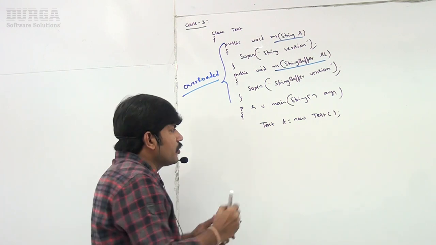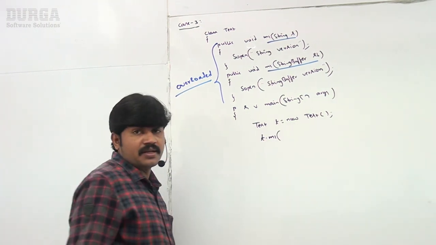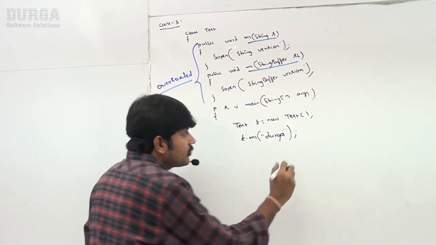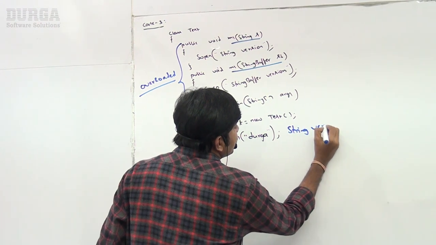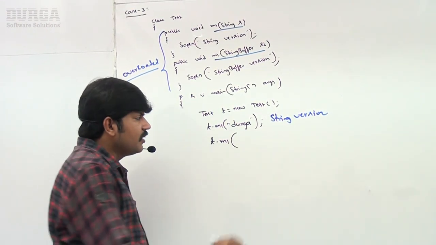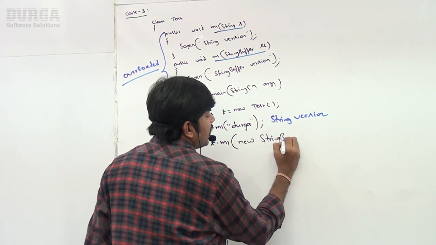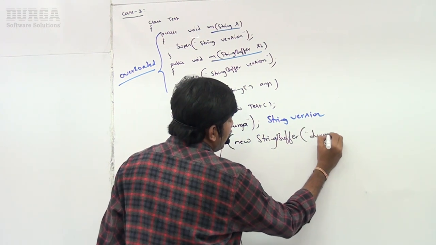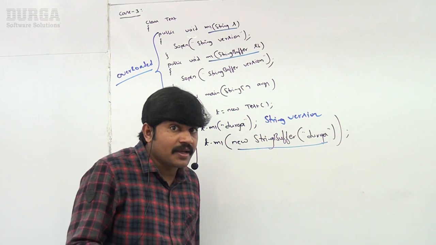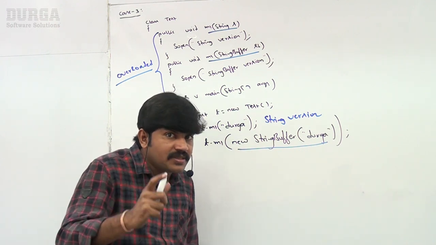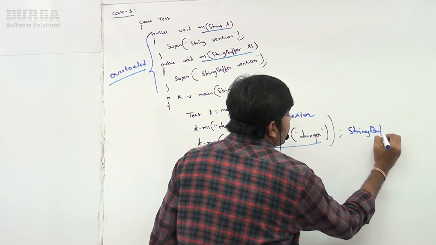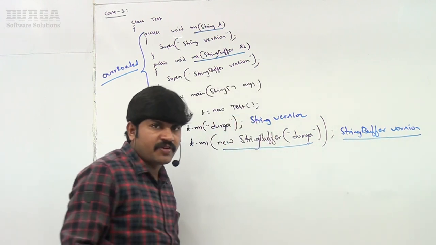Test t = new Test(); t.m1("Durga"). By default, what type is "Durga"? String type. That's why the String version gets the chance. Now t.m1(new StringBuffer("Durga")). I'm creating a StringBuffer object with the argument Durga. Which argument am I passing? A StringBuffer object. In overloading, exact match always gets the highest priority. Here, there are String and StringBuffer versions, so the StringBuffer version will get the chance.